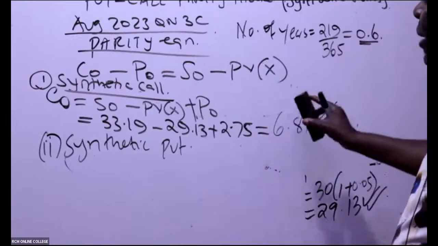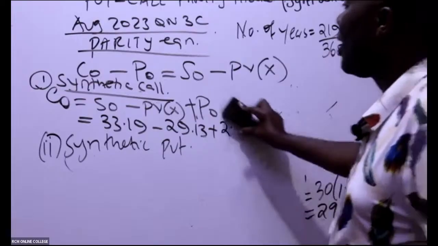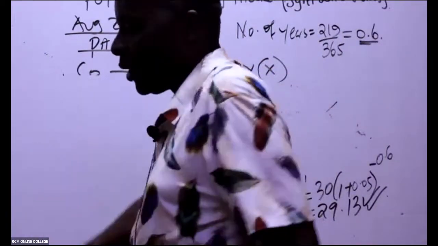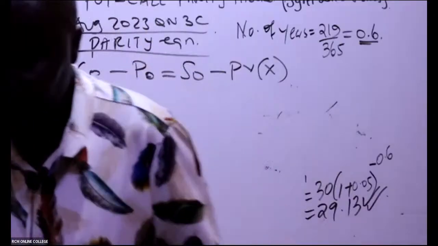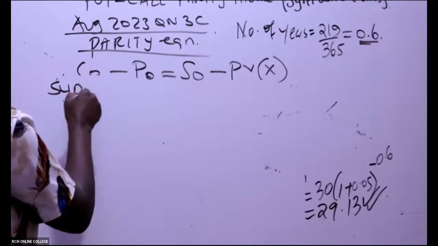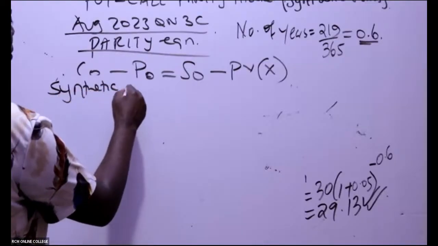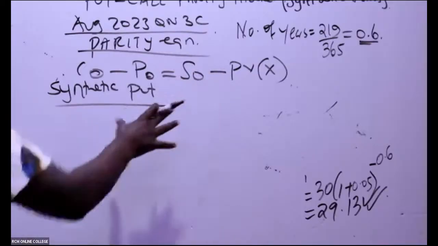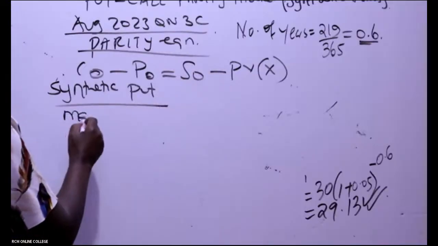So if I make PO the subject of the formula, what do they really want me to do here? I'm making PO the subject of the formula. In this case here, the synthetic put. You must cram this, write it many times. So make PO the subject.